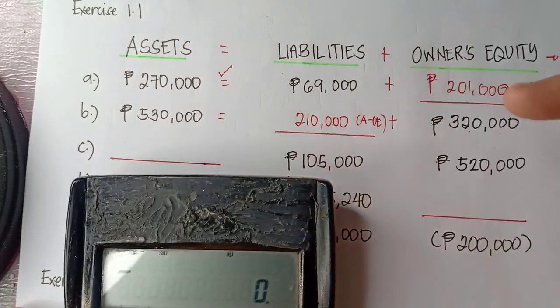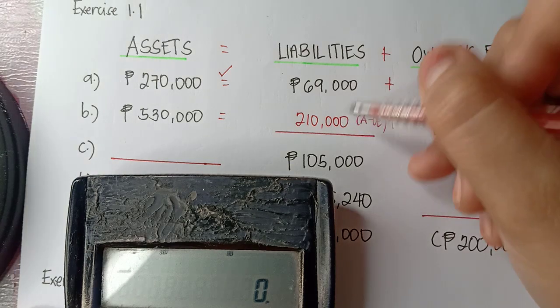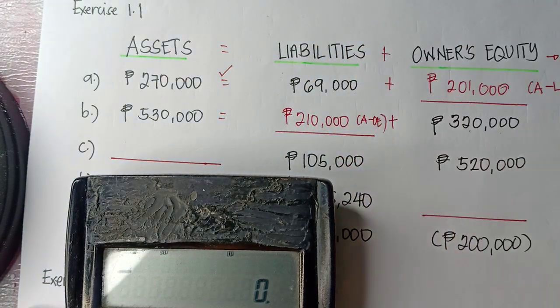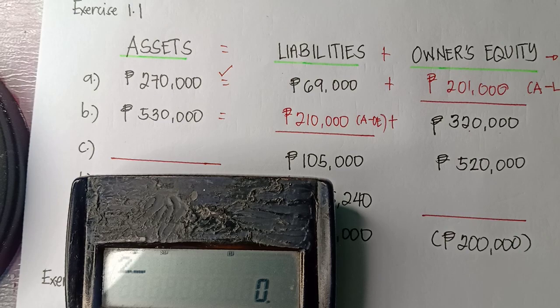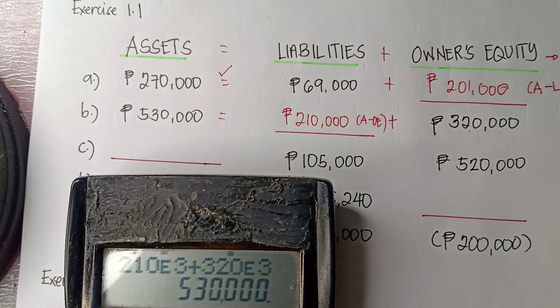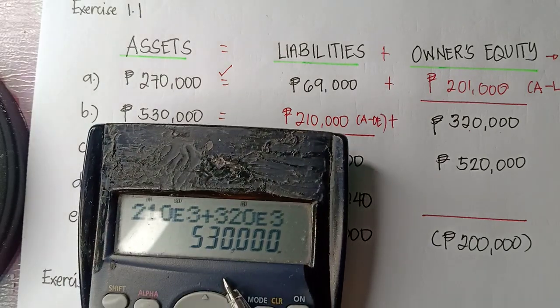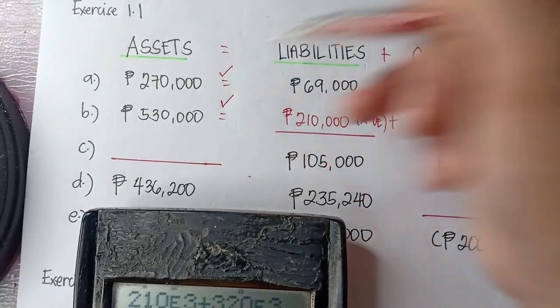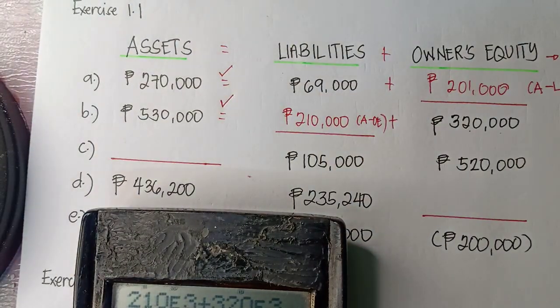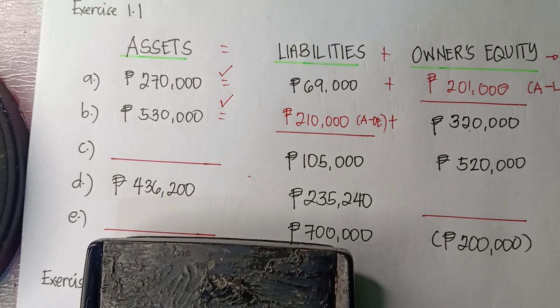Let's check if our answer is correct, the 210,000 pesos. So, 210,000 plus 320,000 is 530,000. Therefore, our answer is correct because it is balanced with the assets.